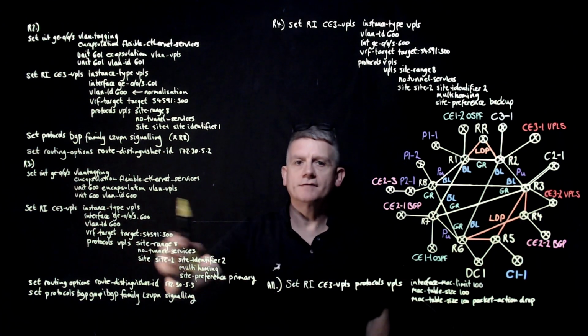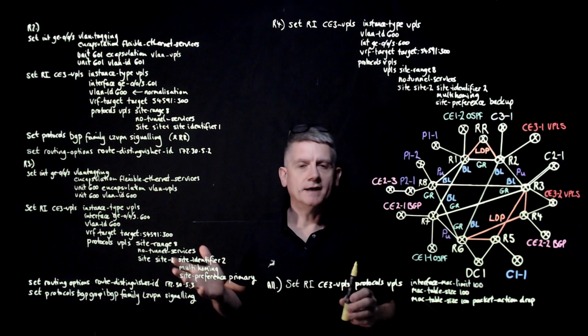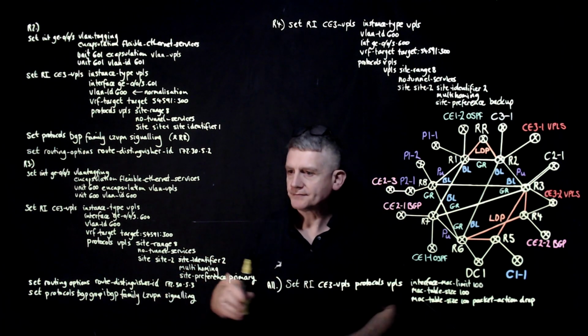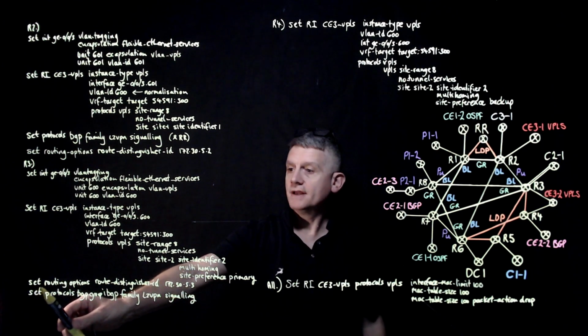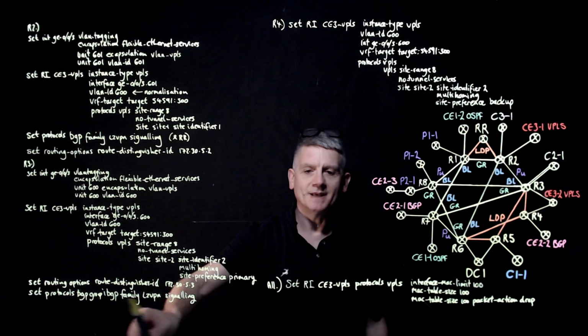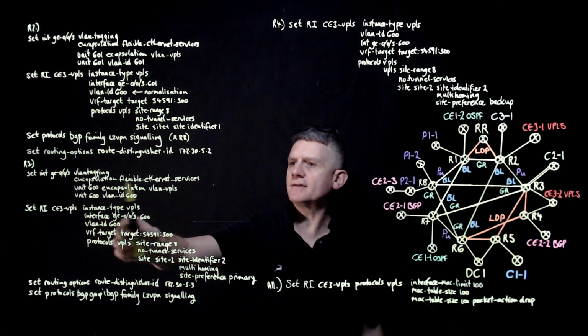We've got router 3 here. We've got router 4. Pretty much identical configuration. Both of them are going to need, obviously, the route distinguisher ID, which they have. They're both going to need the family L2 VPN signaling. So let's have a look at router 3.